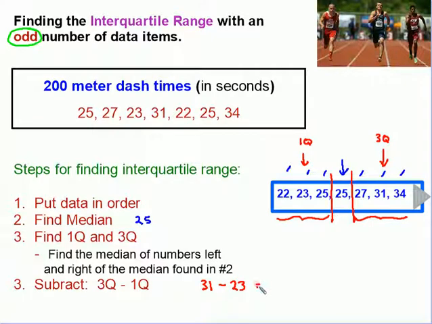And do you know what that is? It is 8. Punch it into your calculator if you don't believe me. There are 7 spaces between 23 and 30, and then you add one more. So my interquartile range is 8. That is the distance between these two quartiles. That is the range of those two.